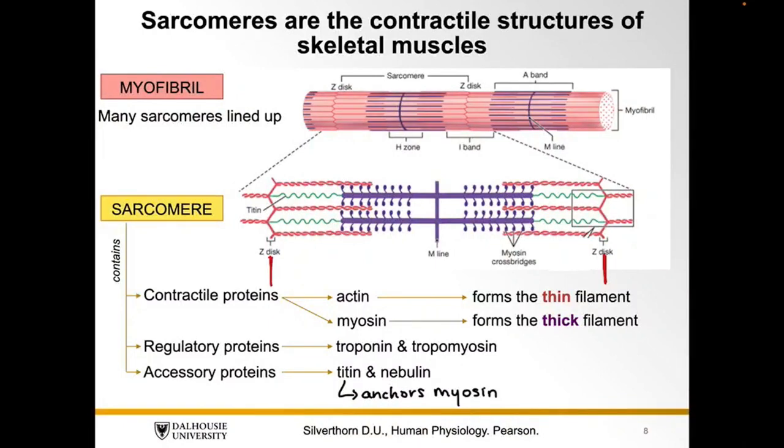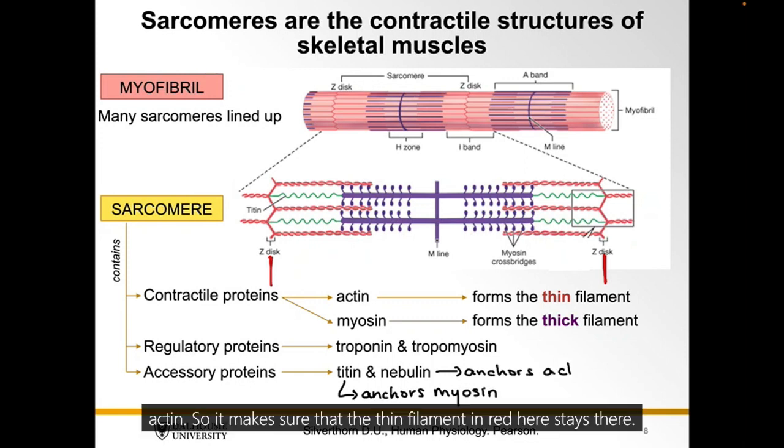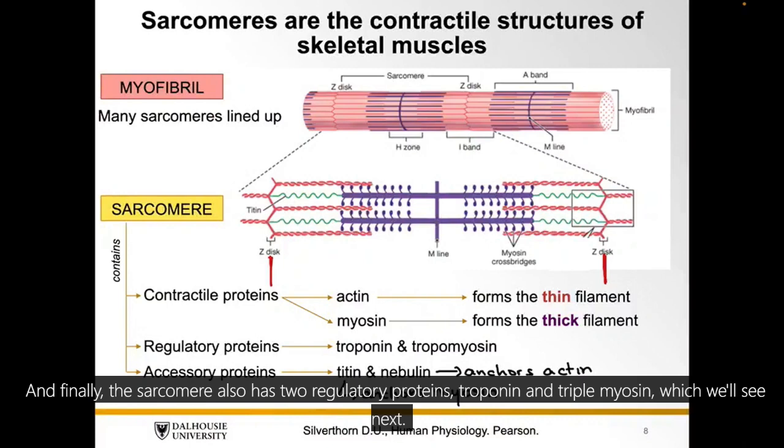Conversely, nebulin anchors actin. So it makes sure that the thin filament in red here stays there. So we don't actually see nebulin in this cartoon, but we'll see it in our next slide. And finally, the sarcomere also has two regulatory proteins, troponin and tropomyosin, which we'll see next.